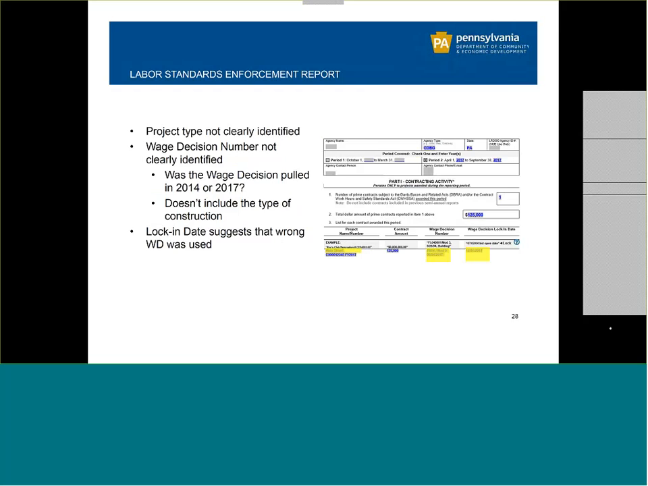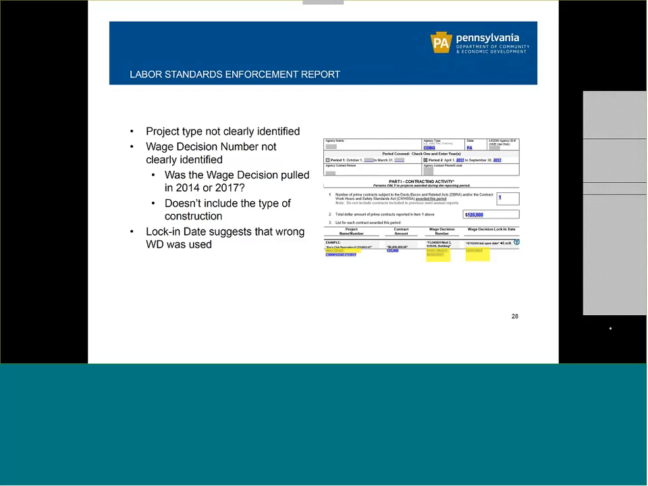And also, in regards to the wage decision number, this one only references PA 14. Does that mean that the wage decision was pulled in 2014 or 2017? We just don't know. And again, it doesn't include the type of construction that is involved.